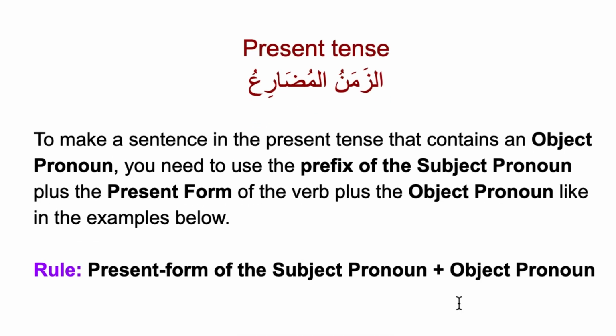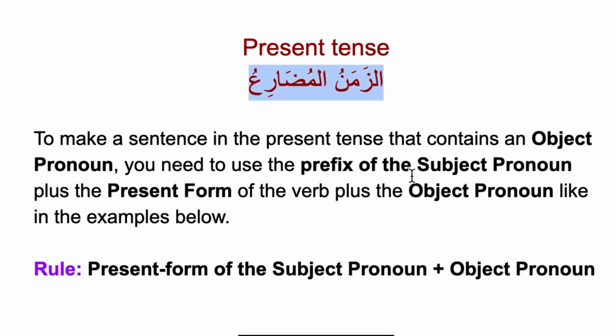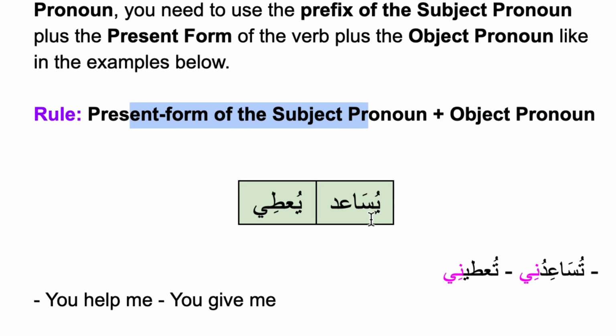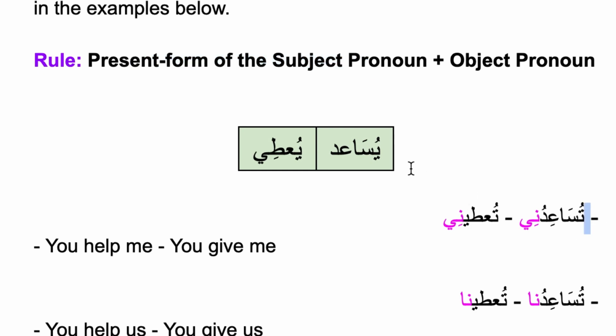Now the present tense, الزمن المضارع, is the same rule. We add the suffix of the object pronouns to the present form of the subject pronouns. For example, يساعد means helps or he helps. تساعد means you help. And as you can see here, the ya, the first letter of يساعد, is replaced with ta and a dhamma on it. It became تساعد, and it means you help.